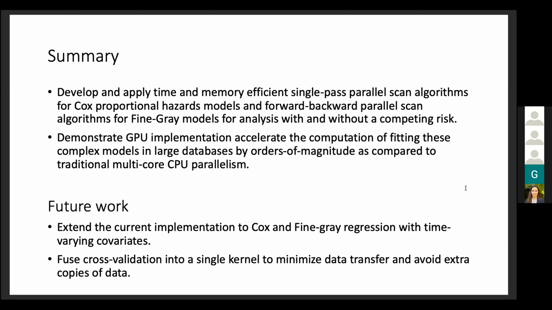And for our future work, the first thing we can do is to extend the current implementation to Cox and Fine-Gray regression with time-dependent covariates. That would be a little bit more complicated setting, but very similar. And we can further fuse cross-validation into a single kernel instead of parallelizing them in different streams, to minimize data transfer and avoid extra copies of data.